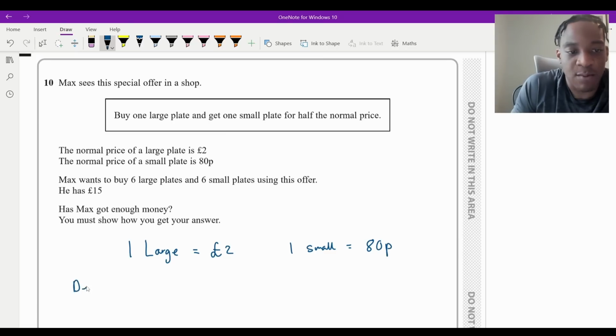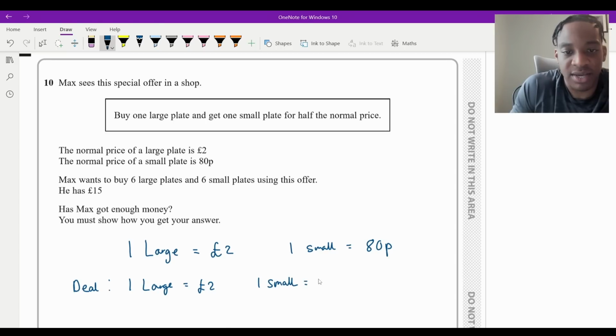And let's see how much the deal would cost for one of each. The deal states that if you get one large plate, right? So I'm going to write one large. This is equal to £2 still. You will get one small plate for half the price. So in this deal, the small plate is actually going to be half the price.